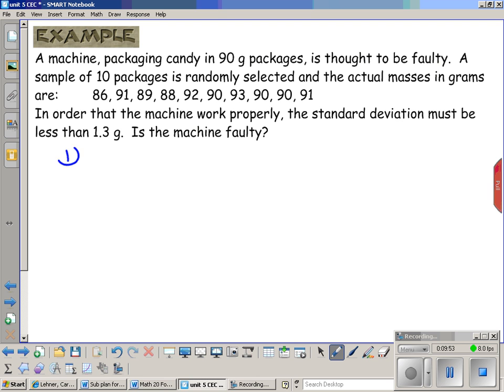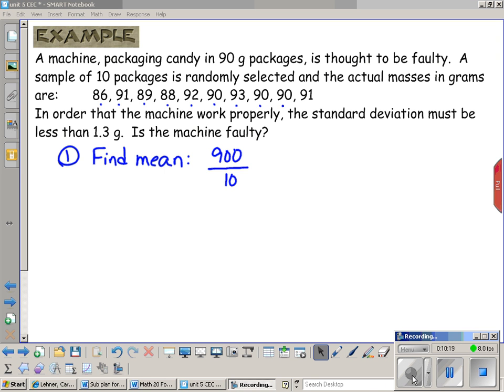So step one to finding standard deviation is, first of all, find the mean of your data. So we have to count. We've got 1, 2, 3, 4, 5, 6, 7, 8, 9. We've got 10 pieces of information. So we are going to add up those 10 pieces of information, and then we are going to divide by 10. So what we're saying is that the average of the packages that were pulled is 90 grams.